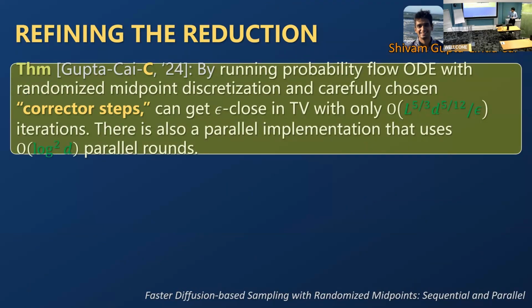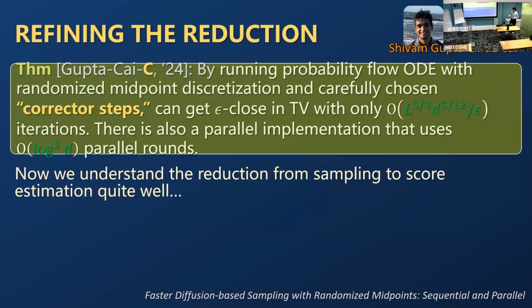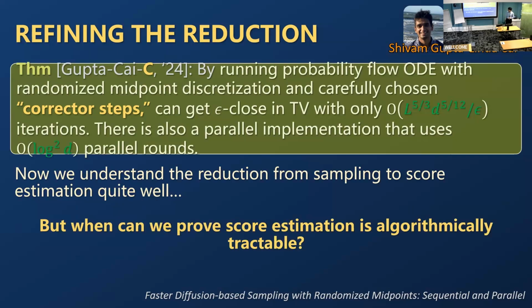I don't really want to talk too much about the reduction. The main takeaway I want to emphasize is that there have been a lot of works in this direction, and we understand it pretty well. There are still some interesting open questions in that direction, but the focus of today's talk will be slightly different. What I want to understand today is, this black box of score estimation that all these works are assuming, when can we actually prove that this can be done in polynomial time? This is the focus for the rest of today's talk.